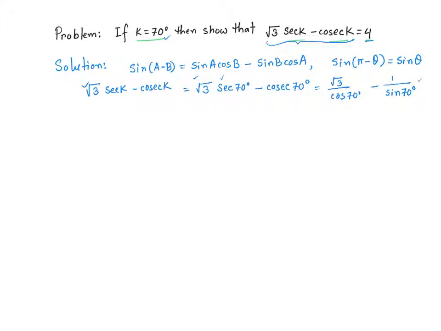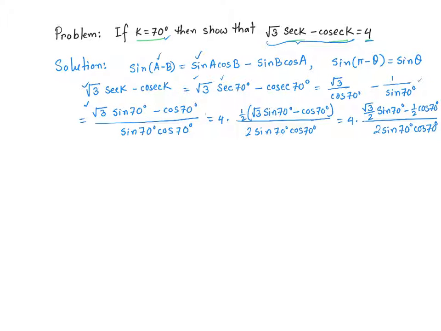Now I'm going to combine these two fractions and come up with a single expression. If I do that, I get this expression. Now I'm going to manipulate this expression a little bit in terms of constants and come up with an expression that will be equivalent to the right hand side of this equation. And also in the denominator I'm going to use the sine double angle formula, sine 2 theta formula, and simplify the denominator. Now this is the critical step of this problem.